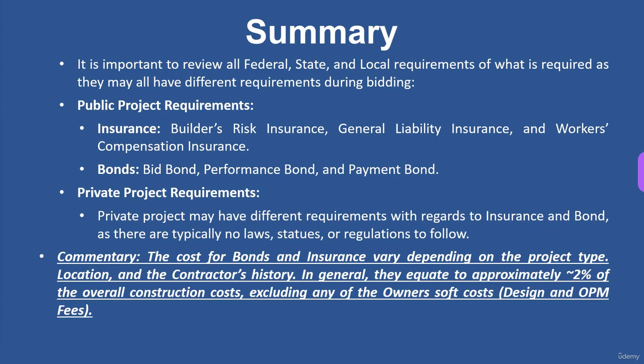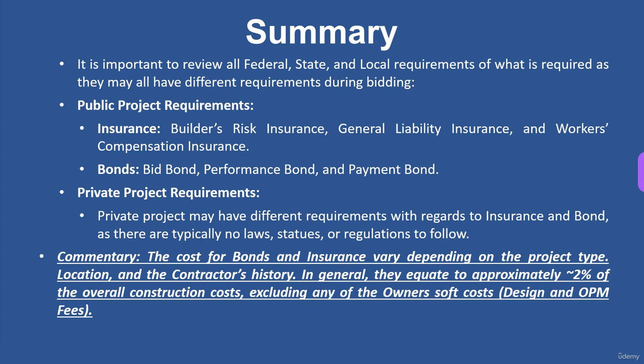It is important to review all federal, state, and local requirements of what is required. They may all have different requirements during bidding. So there's different requirements for bonds and insurance and things like that. So on public projects, usually for insurance you require builder's risk, general liability, and workers' comp. And bonds, you'd have bid bond, performance bond, and payment bond. But on private projects, pretty much they can have whatever they want. They usually have requirements on insurance and bond, but there's no state laws, statutes, or regulations to follow. It's a private job. You can kind of do whatever you want.